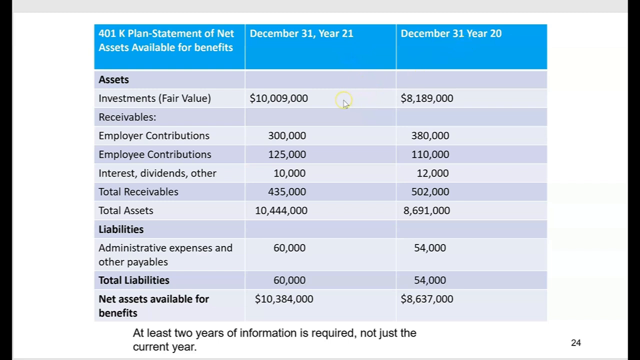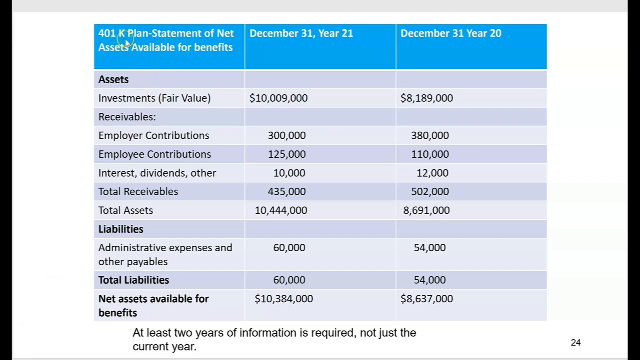The main thing on here, the reason why I'm going over this, not because I think the exam is going to make you prepare one of these, but just so you understand what's the focus of this statement. It's the assets, the liabilities, and the net assets available for benefits. Now, under the assets column, you're going to see investments. These are the pension assets, the investments that the pension plan has made, mostly in stocks, mutual funds, bonds, possibly real estate, depending on what the plan's allowed to invest in.